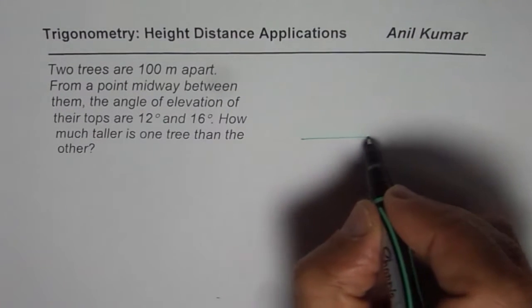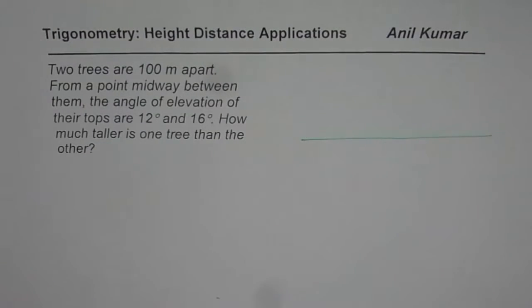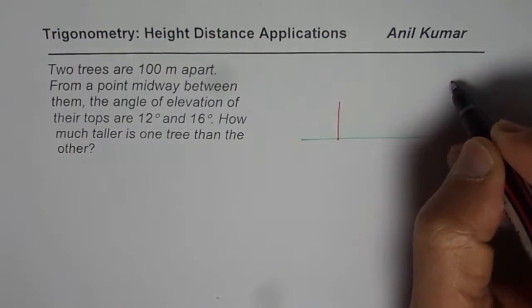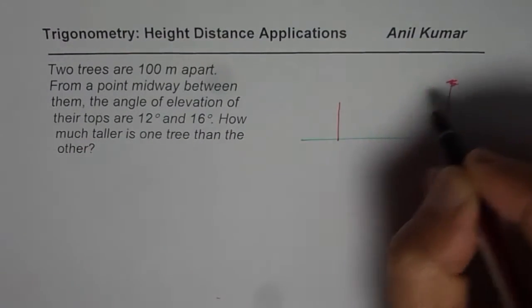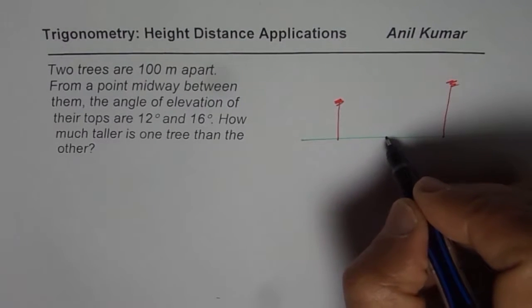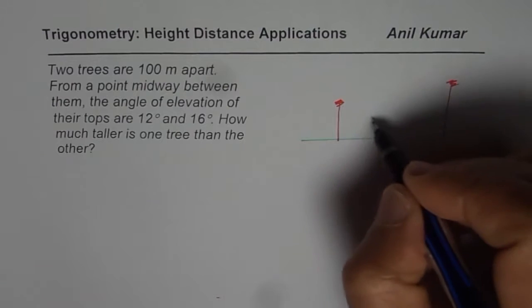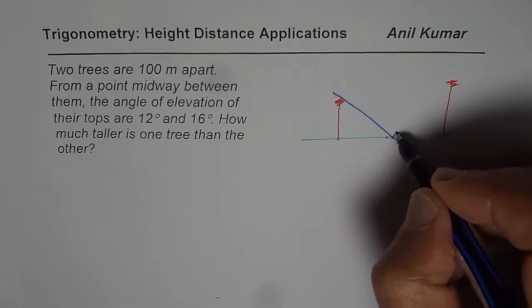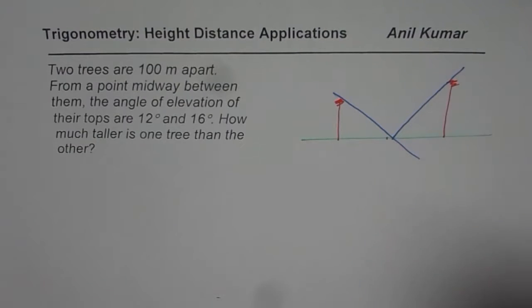So first and foremost, sketch, right? Let's make a quick sketch and let's say these are the two trees, and one will be taller. Somewhere midway, you are standing here, and for the angles of elevation, let me first draw the lines and wherever they intersect. So that is how it is.